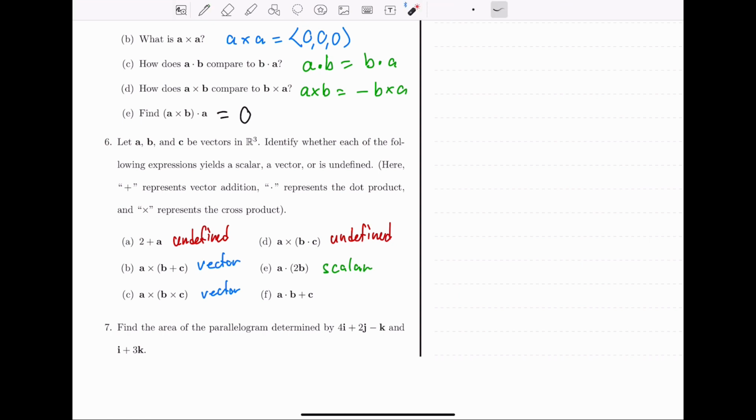Finally, letter F. We have a dot b. That needs to happen first. A dot b is a scalar. So we're trying to add a scalar to a vector. Oh, this is back to part A. We can't add a scalar to a vector. So letter F is again undefined.